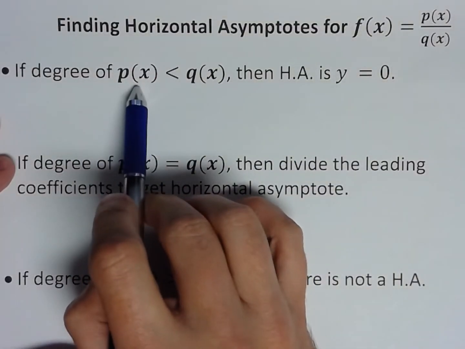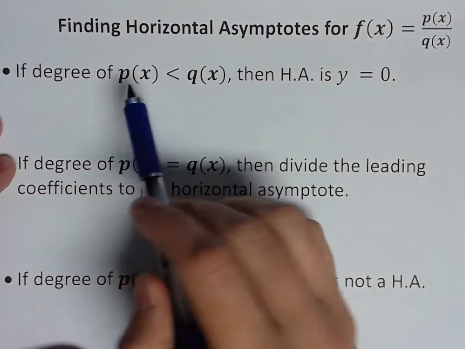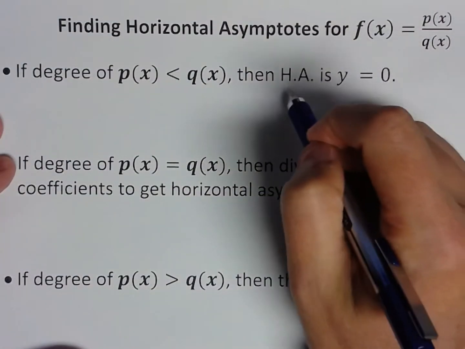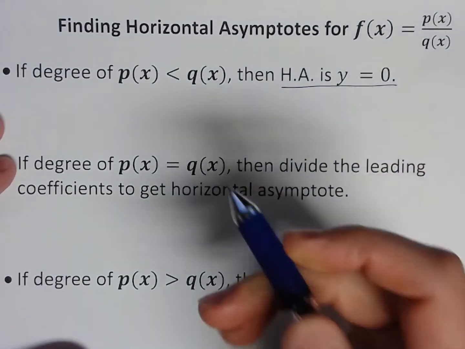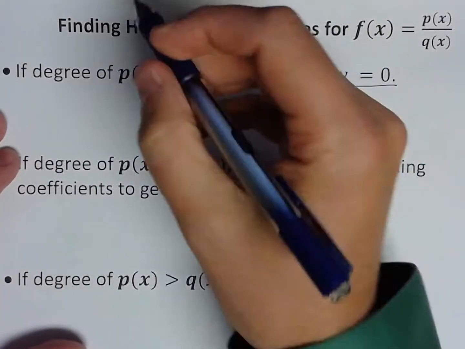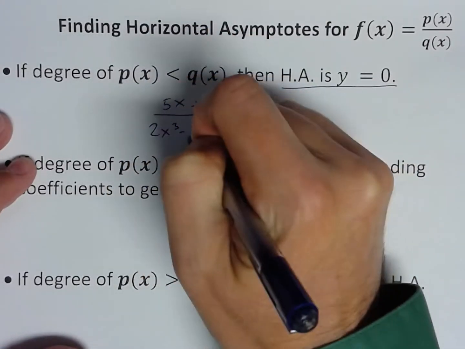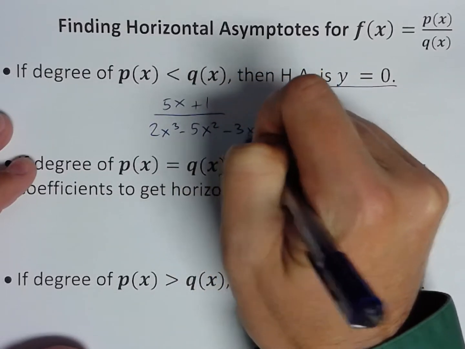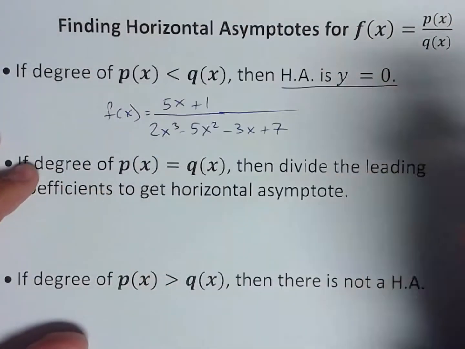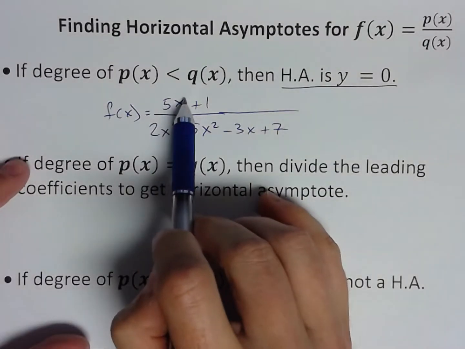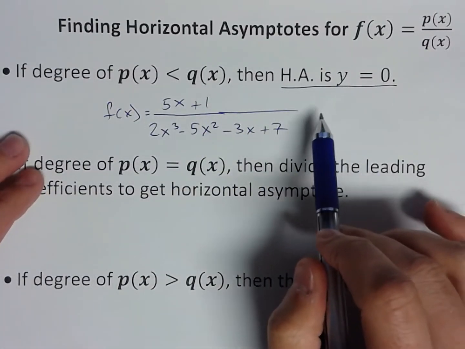So if the degree of the top is less than the degree of the bottom, so top is less than the bottom, there's a horizontal asymptote at y equals 0. So that graph is approaching a line y equals 0. Let me just illustrate that. So let's say we had something like (5x plus 1) over (2x cubed minus 5x squared minus 3x plus 7). I'm just making a polynomial up here. So that's our rational function, let's say. So degree of the top, oh, it's just a 1, right? Degree of the bottom is a cubic, so it's a 3. So the top is less. This would have a horizontal asymptote of y equals 0.